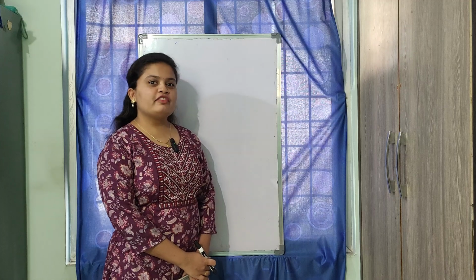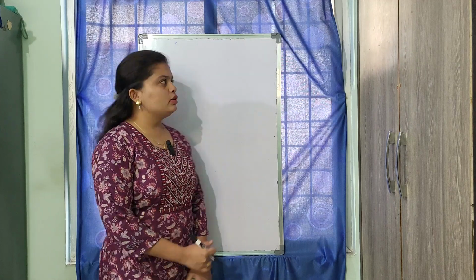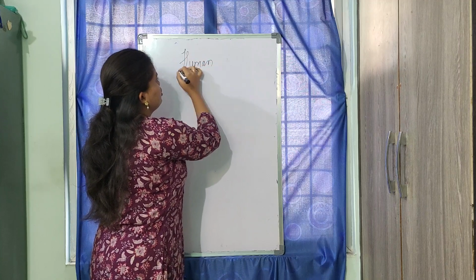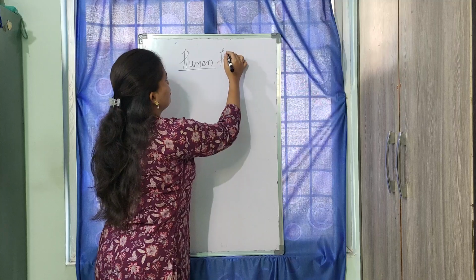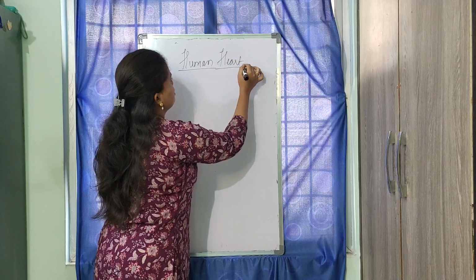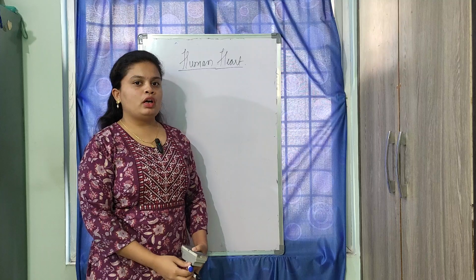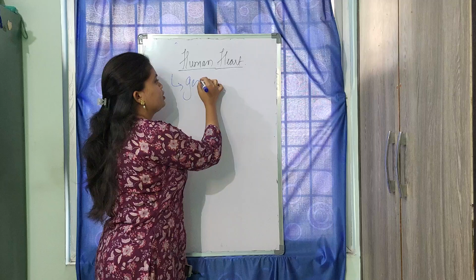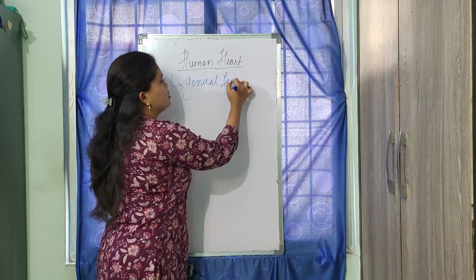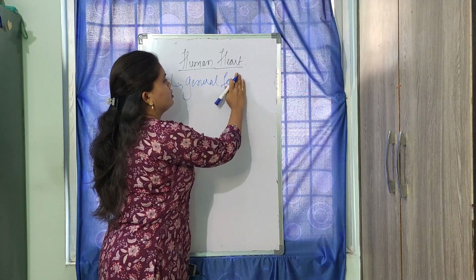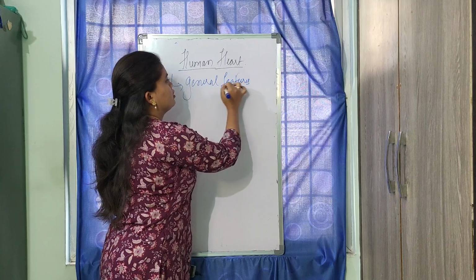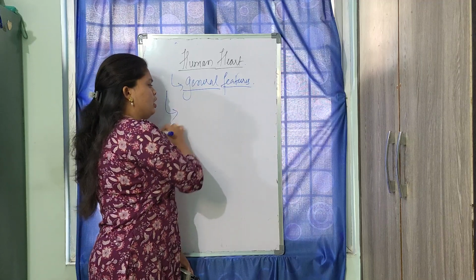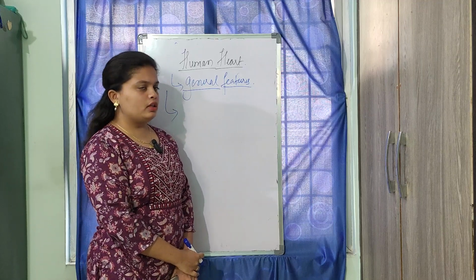Hello everyone. Today we are going to discuss the topic heart. In general, to be specific, we are going to study the human heart. When we talk about the human heart, let's first discuss the general features of it. General features of heart. So our human heart originates from the mesoderm.